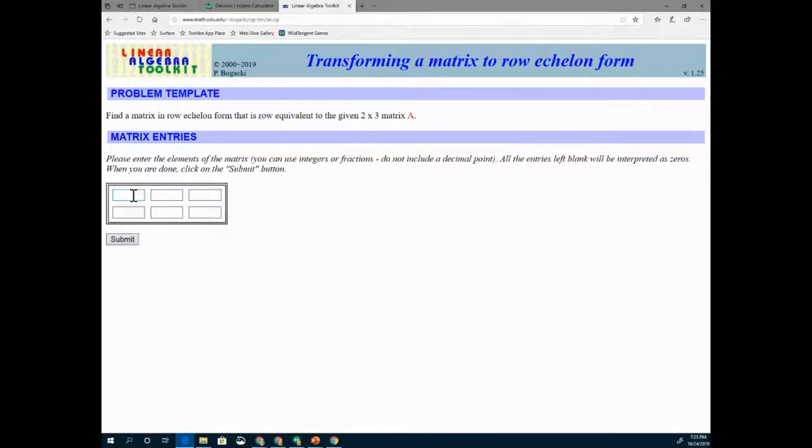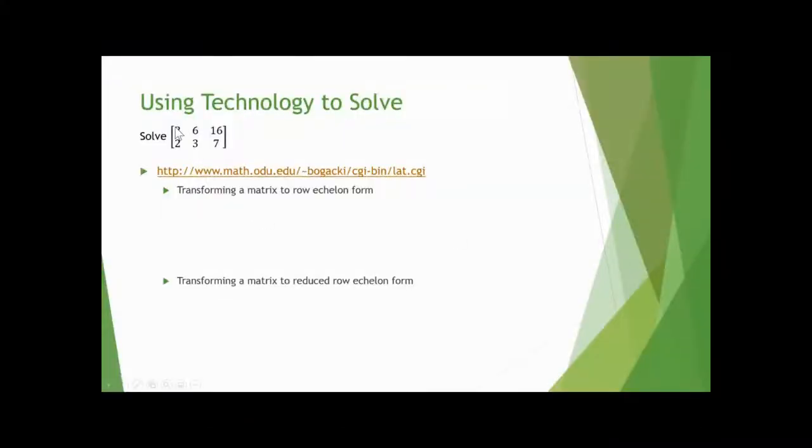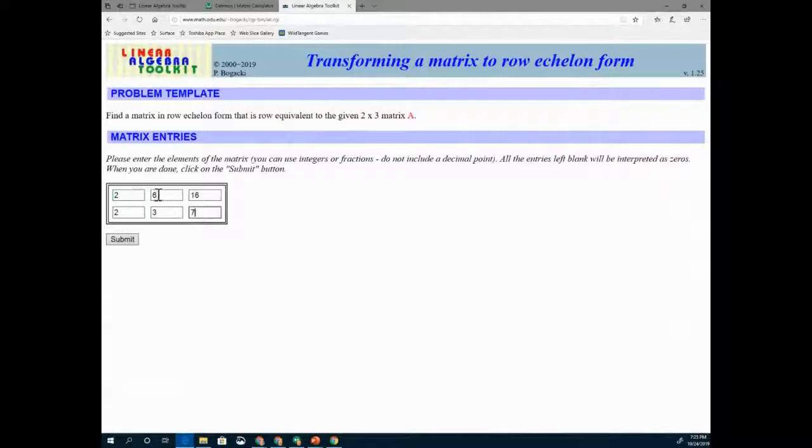So now I need to fill this in. I know that it's not on the screen anymore, but just trust me that this was the matrix that I gave. I'm just literally typing in the numbers in the same form that it is given. So I'll pop that back up there. So it's 2, 6, 16, 2, 3, 7. I'm going to hit submit.